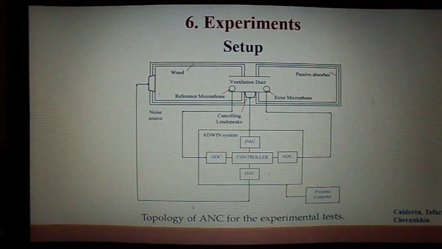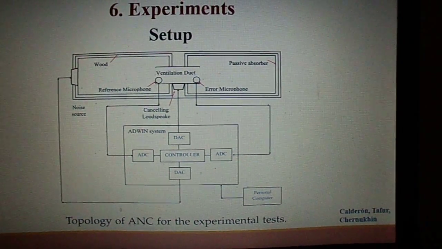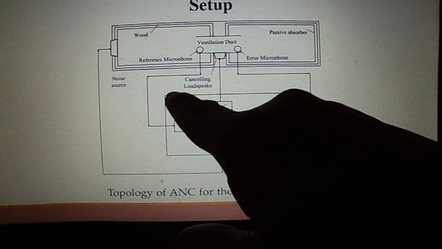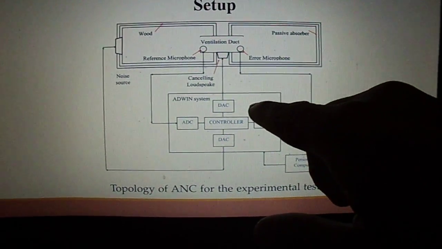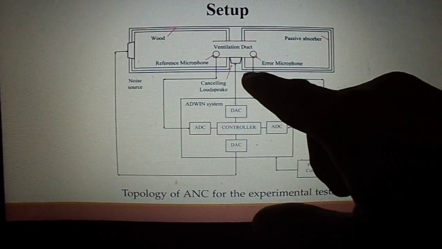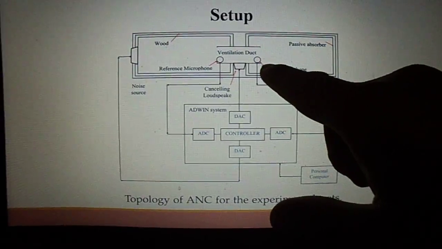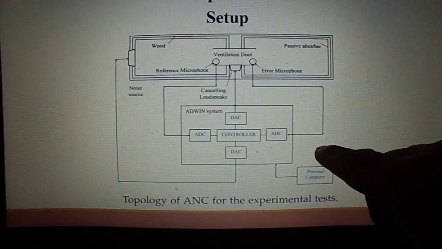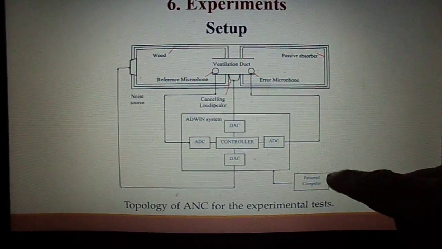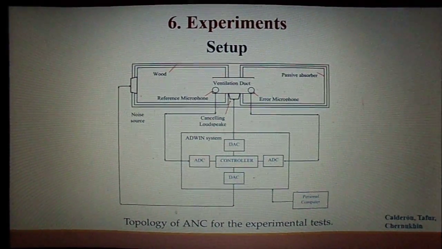Then the setup is explained here: the input signal and the measured signal go to the admin, a controller in real time, which processes the control and sends the anti-noise signal, and the signal measured by the error microphones goes back to execute the adaptive algorithm and is sent to the computer to analyze the data.